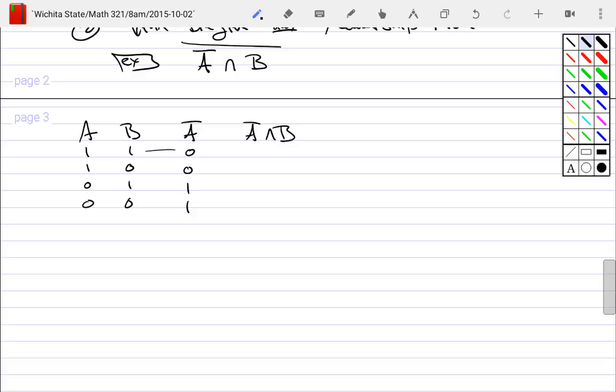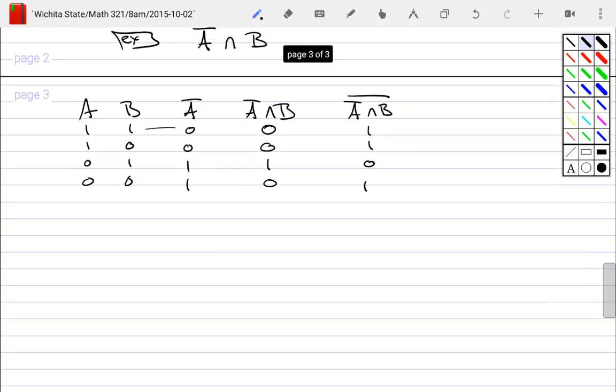What would be 1 and 0? Anybody? What's 1 and 0? What's true and false? False. Uses the same logic. False and false. True and true. False and true. And then what would be the A complement intersects B complement? The opposite of that. So that's my membership table, but my membership table tells me to take the Venn diagram, right?